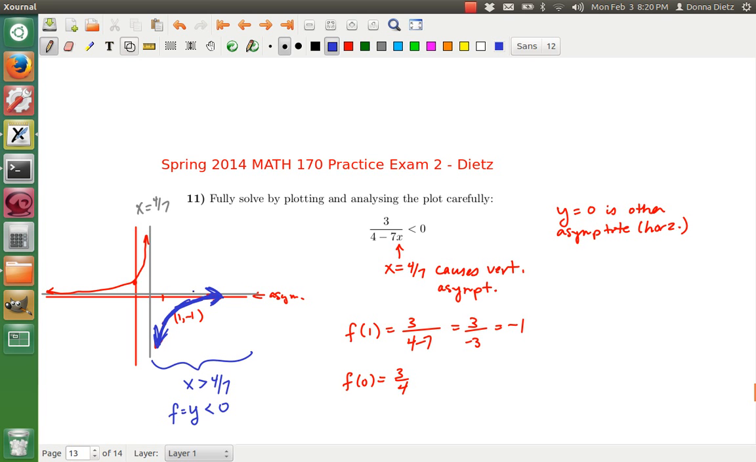So, yep, I'm hoping that you're learning how to plot rational functions, and that this is helping you solve inequalities without hurting your head. I'm hoping that it's making things come together for you instead of making things more complicated.